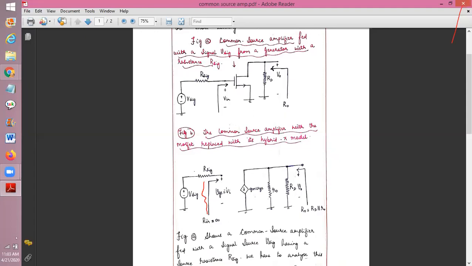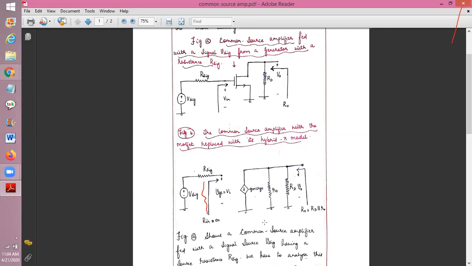I repeat, the drop across the gate resistance RG is denoted by VGS, or I can denote it as VI. Okay, so very, very important. Now the input part of the circuitry is over.